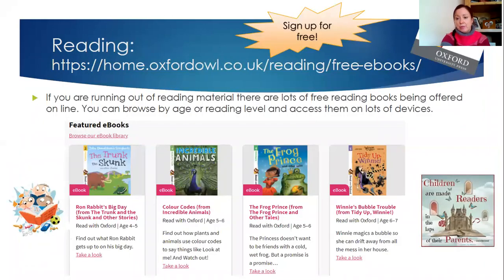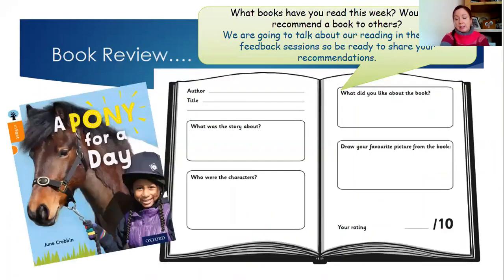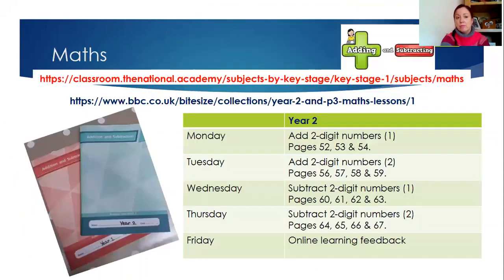Just a reminder then about reading. If you've run out of things to read at home, don't forget we've got those free e-readers on the Oxford Owls site. You can choose books by your age, by your book band, or by interest, so things that interest you. And then on Friday in our feedback session, we'll go through some recommendations for reading and share favourite books that we've enjoyed that week. So please make sure that you are doing lots of reading and lots of reading practice at home.